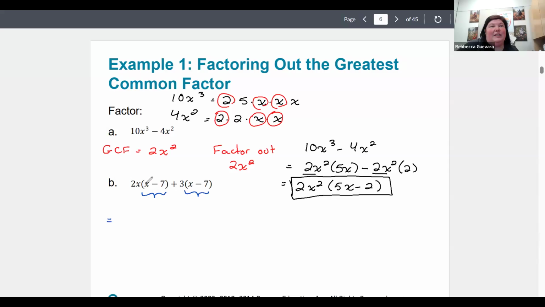But we see we have a 2x times an x minus 7 plus a 3 times x minus 7. So because they both share that x minus 7, I can just pull that out, and I'm left with the 2x plus 3. Because once again, if I distribute this back through, we would have 2x times x minus 7, and we would have 3 times x minus 7. So we're just reversing the distribution.